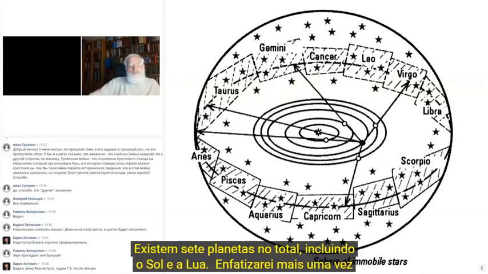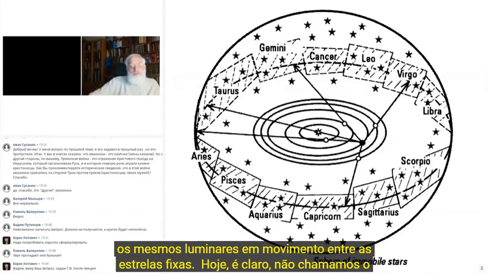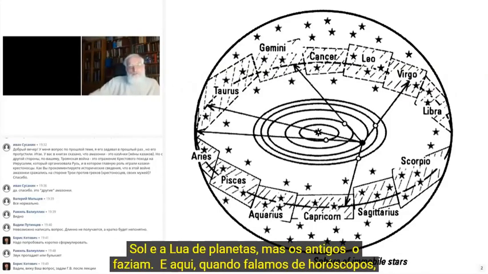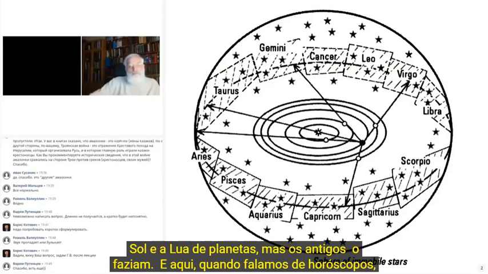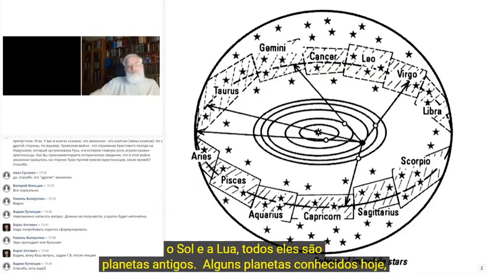There are 7 planets in total, including the sun and the moon. I'll emphasize once again that in this system, the sun and the moon are also considered the same as other planets, the same moving luminaries among the fixed stars. Today, of course, we don't call the sun and the moon planets, but the ancients did. And here, when we talk about horoscopes, we'll have to call them planets too. That's why we call them ancient planets. Both the real planets, the Sun, and the Moon, all of them are ancient planets.